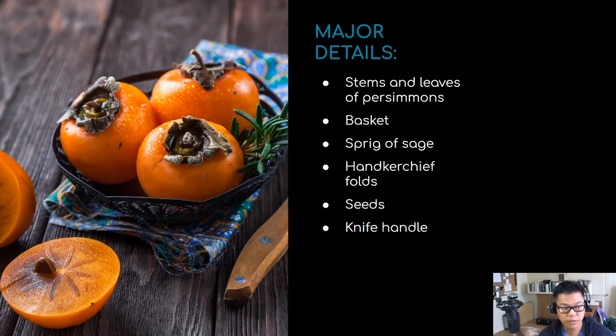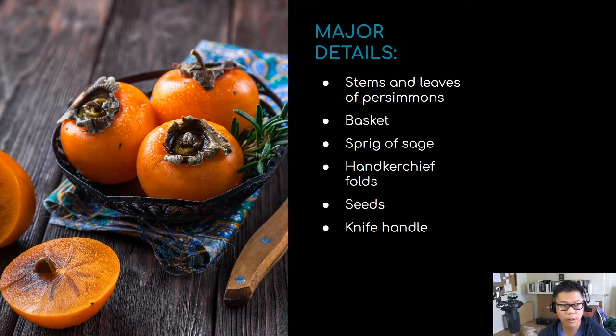Hi guys, so if you're watching this video, that means you've chosen this image of the persimmons in a basket. This is the intermediate level of difficulty, so it's for if you're feeling pretty confident with your draftsmanship, particularly in terms of mapping out forms to create structure. So let's get into it.